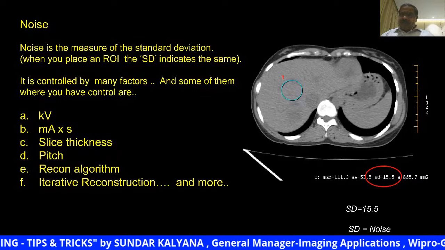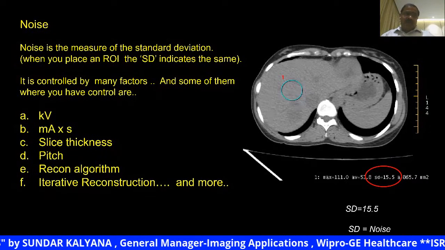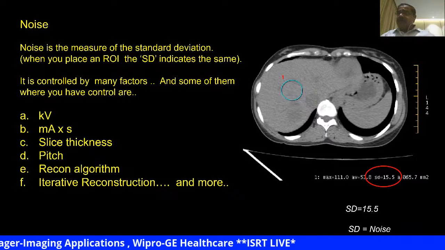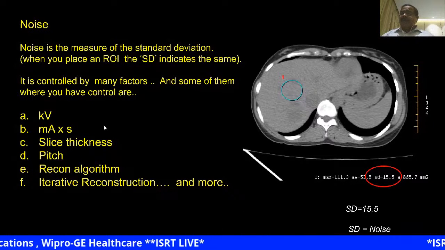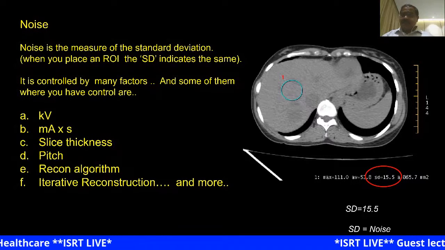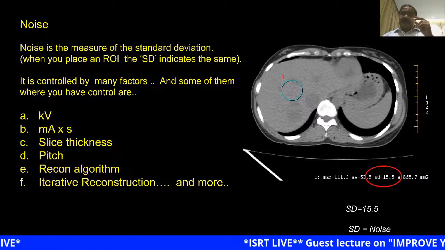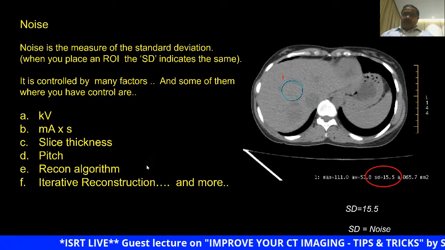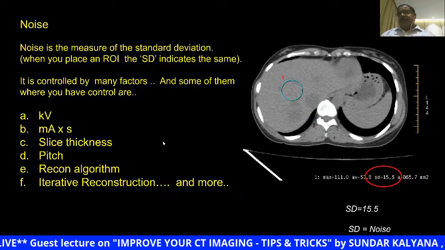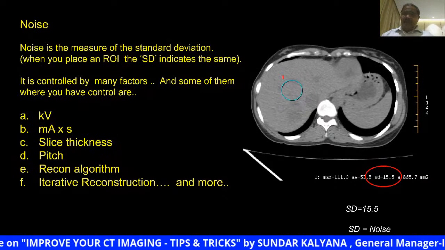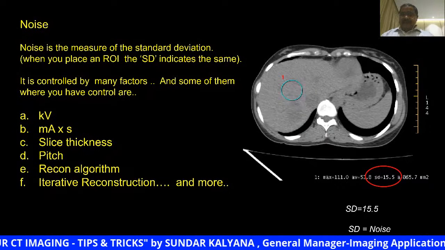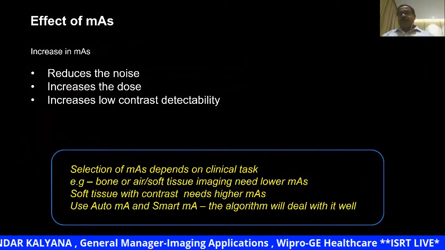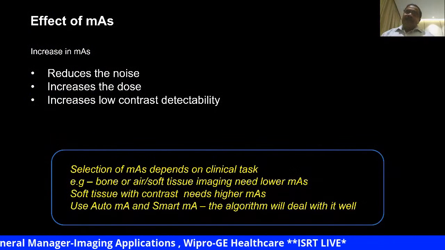There are many parameters which can be controlled during the scan to help you reduce the noise. That includes kV, mAs, the slice thickness, the pitch, the reconstruction algorithm, and usage of the later development called iterative reconstruction, and many more things. Which of these parameters to use, where to use them, and how to balance them is a task that relies upon you. We will go one by one.